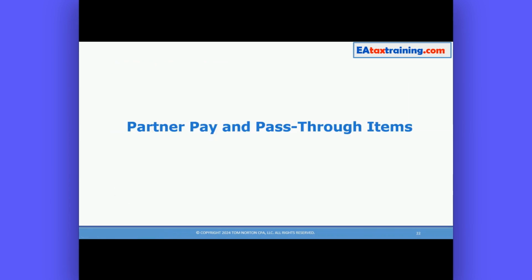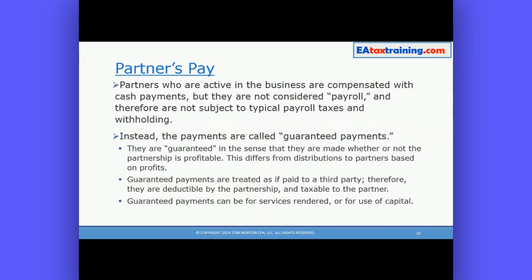So, partner pay and pass-through items. For partner pay, if you have a partner who is active in the business, they are compensated with cash payments similar to how an employee would be paid. However, they are not considered employees and they are not included in payroll. So they're not subject, therefore, to your typical payroll taxes, your Social Security and Medicare, unemployment, etc. Instead, these payments are called guaranteed payments.